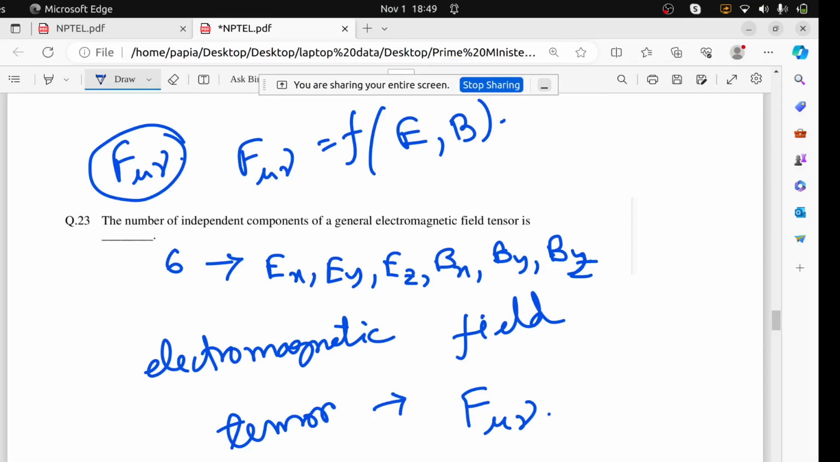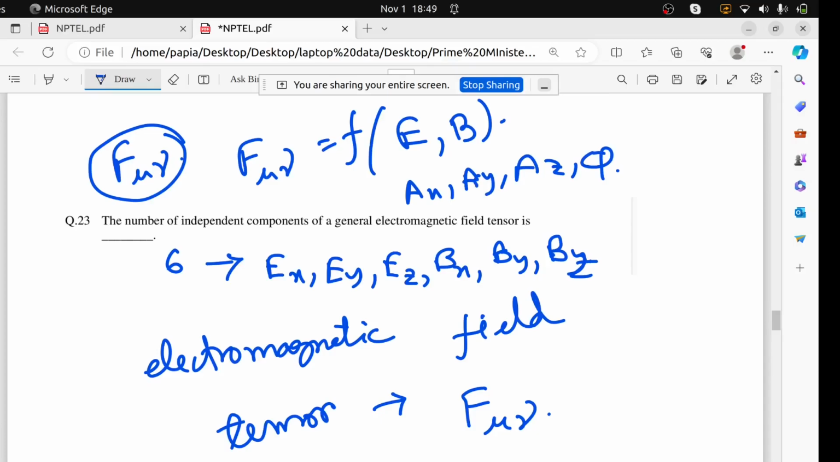Okay, ma'am. Yeah, tell me. If we know the scalar potential and the vector potential Ax, Ay, Az, then from those 4 values we can find all these E and B values.